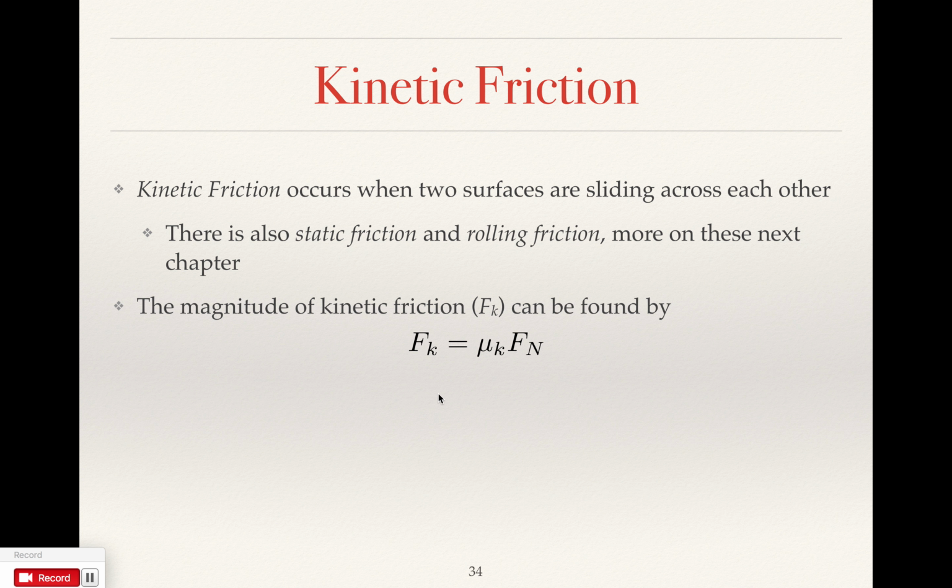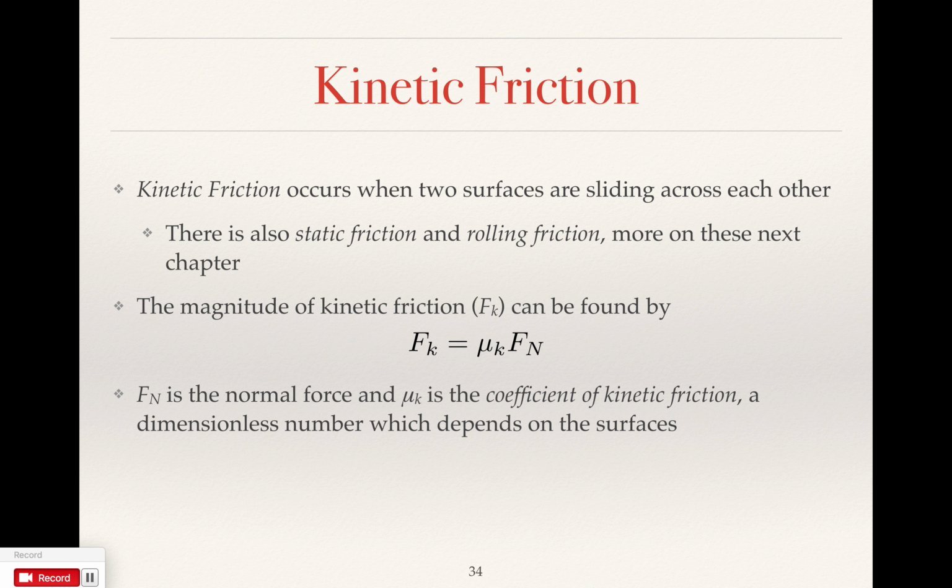And remember, this actually has to be the magnitude because normal forces are always perpendicular to a surface, and typically the kinetic friction is actually going to be along the surface. So they're in different directions. So this equation doesn't have any vector arrows because it's only telling you the magnitude. So F sub N, of course, is the normal force, and this mu sub K is known as the coefficient of kinetic friction. And it's a dimensionless number which actually depends on the surfaces.